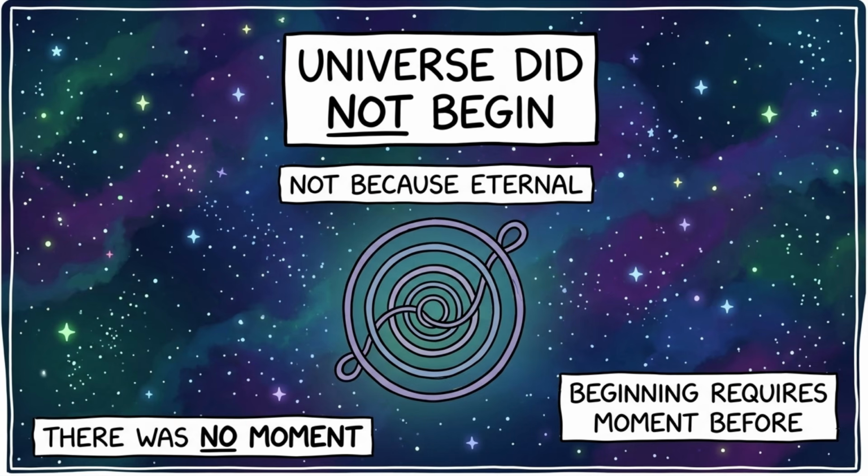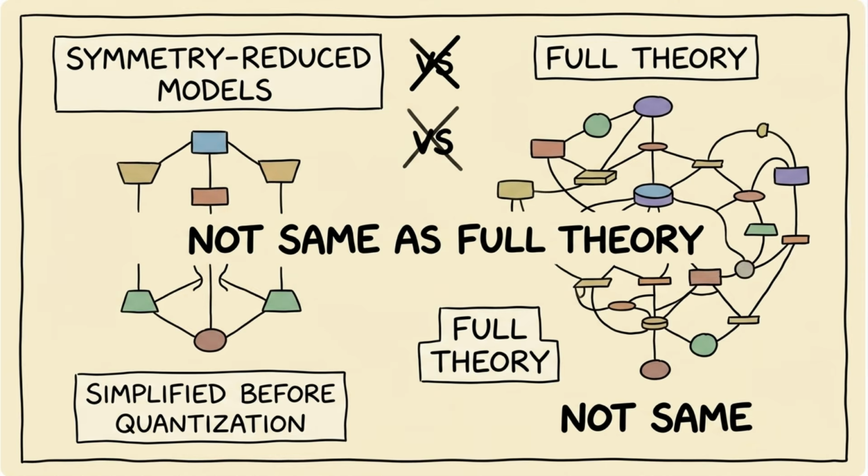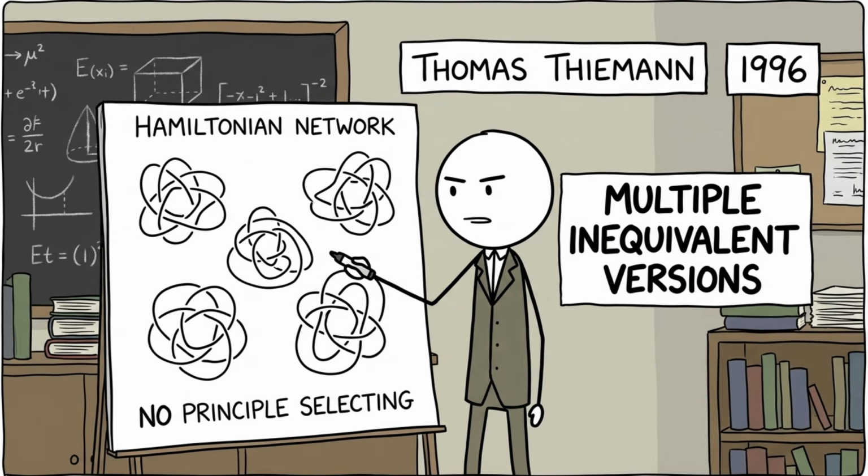The universe did not begin, not because it is eternal, but because a beginning requires a moment before which there was nothing. And there was no moment. The theory has not earned that sentence yet. The bounce comes from symmetry-reduced models, where the universe is simplified to a handful of variables before quantization, and nobody has shown that reducing first and quantizing gives the same answer as quantizing the full theory. Thomas Thiemann's construction of the Hamiltonian constraint in 1996 admits multiple inequivalent versions with no principle selecting between them.